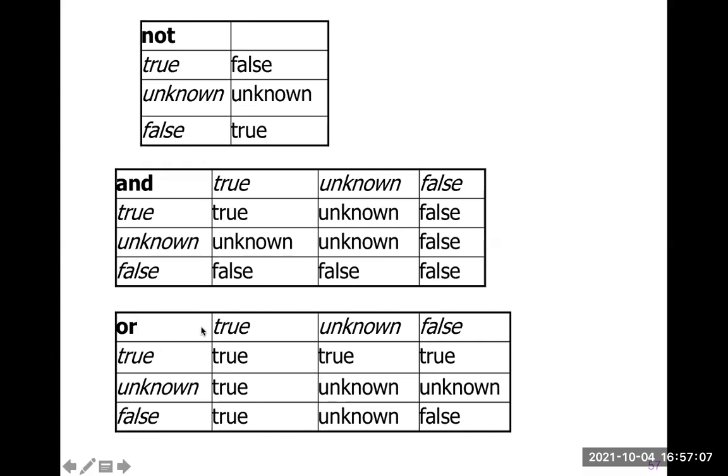So false and anything is false. The same holds for OR: true or anything is true. So true or true is true. True or unknown is still true, because we have true already here. And true or false is still true. So false here leads to false. True and true is true, and unknown with true or unknown are all unknown.